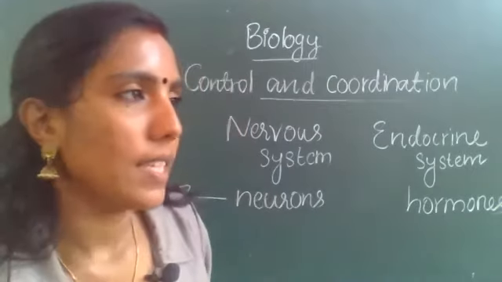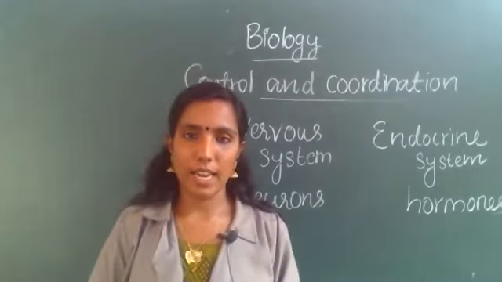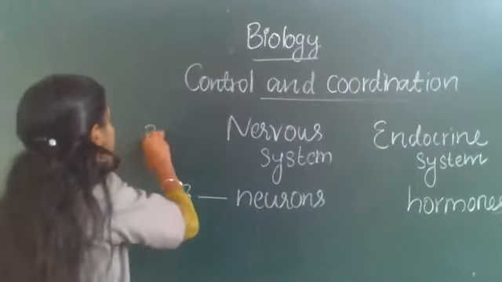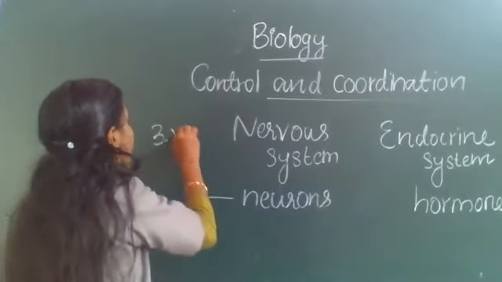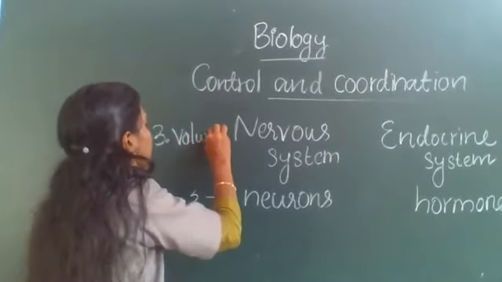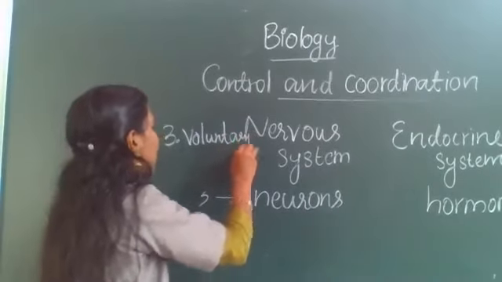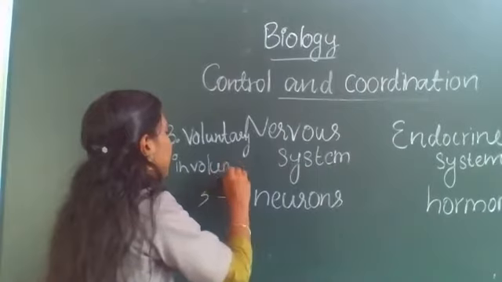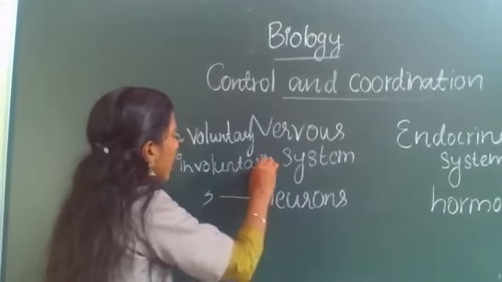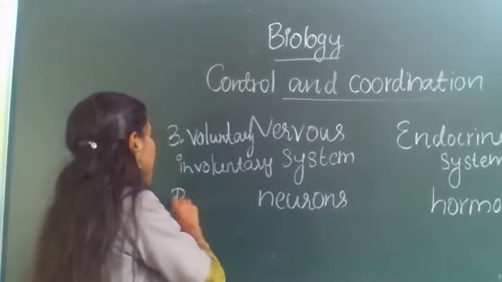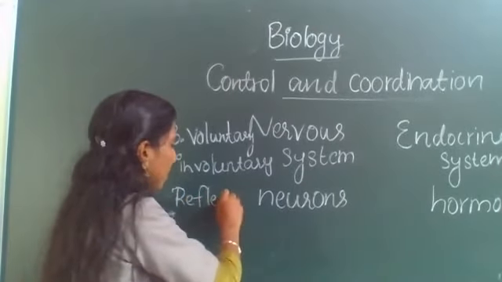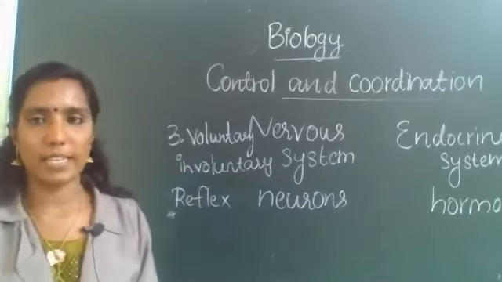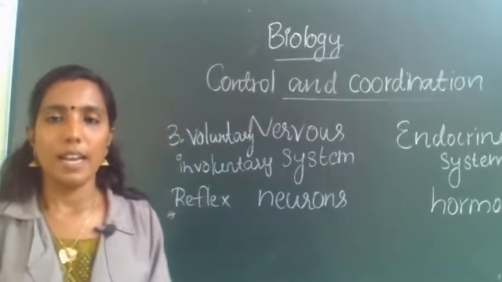Then we discussed that there are different types of actions happening. What are the three important actions? You have to learn about voluntary, involuntary, and reflex. Voluntary action, involuntary action, and reflex action. These are the three important actions.